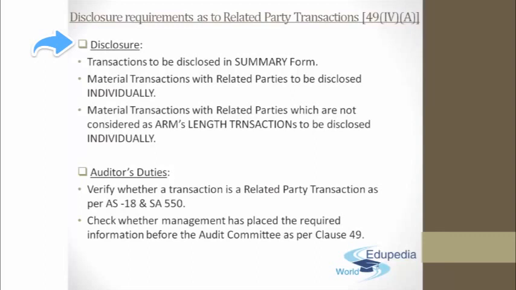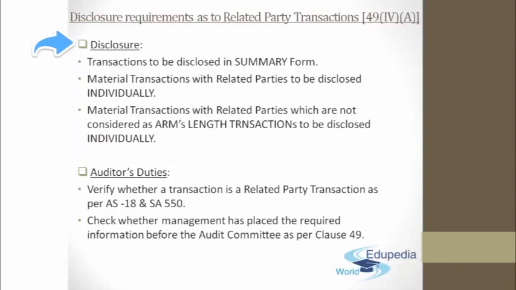So this is something which won't be considered under the arm's length transaction. So if there have been some material transactions with related parties, or otherwise with any other person, which are not considered as arm's length transactions, then they need to be disclosed individually. That's a high alert area.